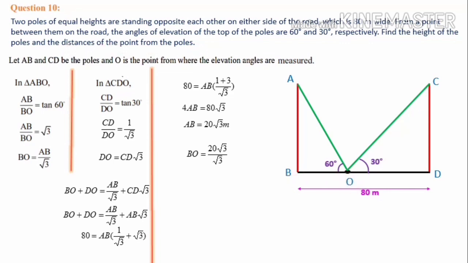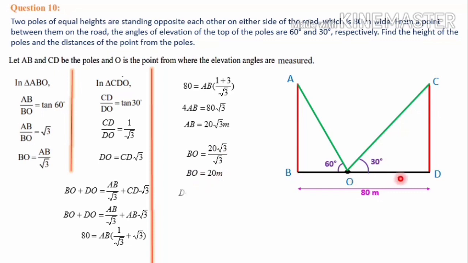That means BO also we need to calculate. DO also we need to calculate. So BO we calculated. That is BO is equal to, here AB by root 3 is the value. So AB we have got 20 root 3. So 20 root 3 by 3. Here root 3 can be cancelled. We will get BO is equal to 20.